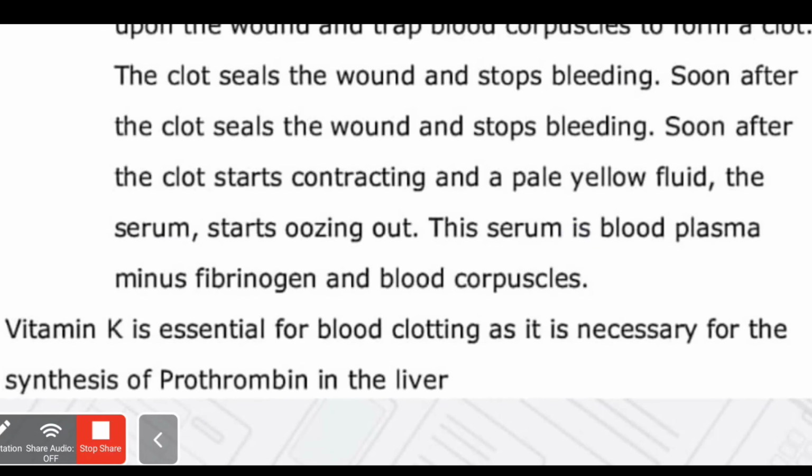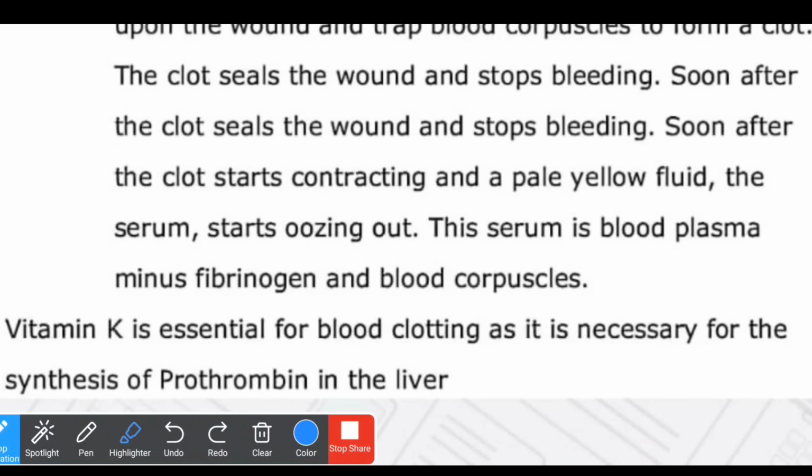Here the clot seals the wound and stops bleeding. Soon after the clot starts contracting, ultimately whenever the bleeding stops, a pale yellow fluid comes out of the injured part. That is called serum.